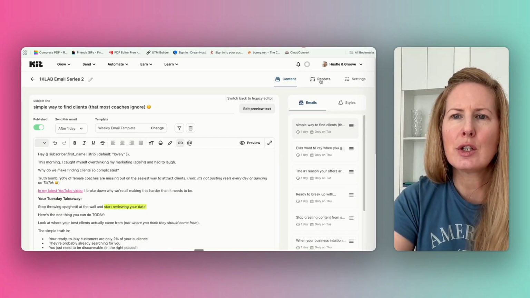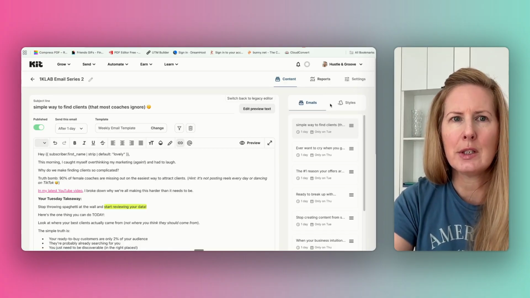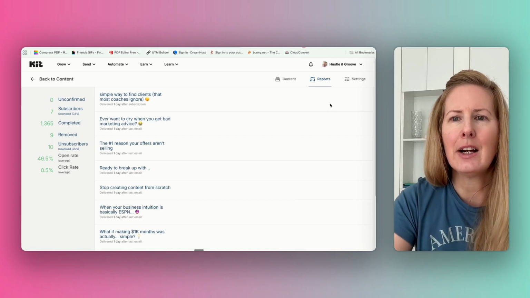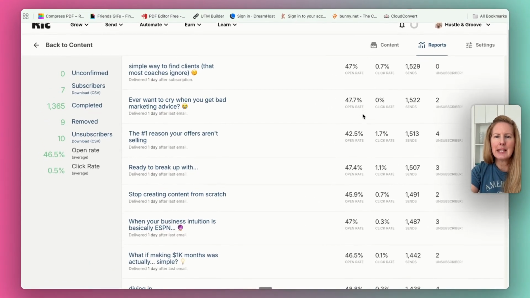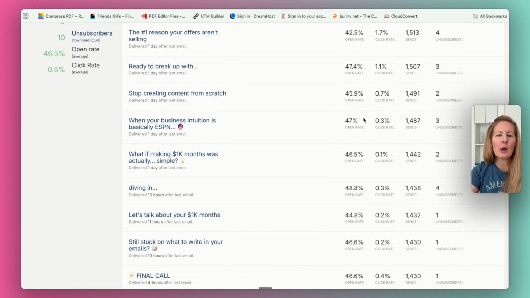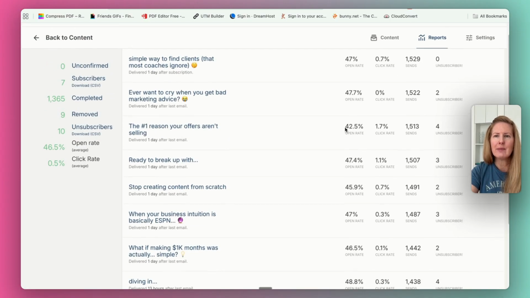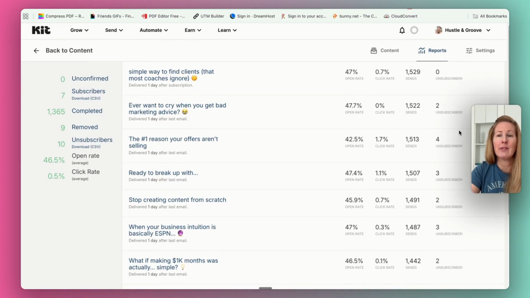So when we go into the reports area, this is where you're going to see what the open rates are and what the unsubscribe rates are. As you can see here, these have consistently got pretty good open rates. And then you can see my unsubscribes are very, very low.